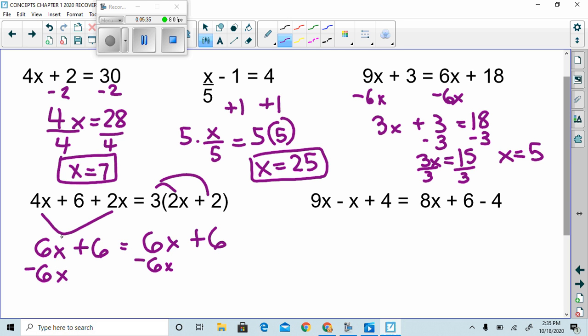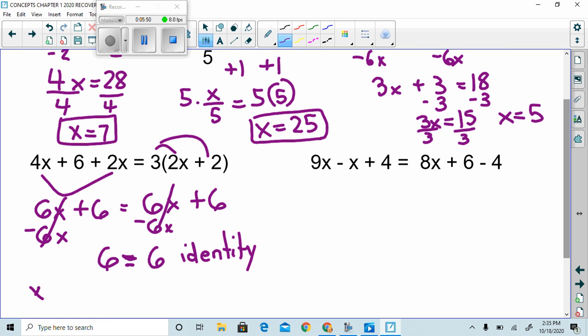And what happens here? The variables cancel out. 6 is equal to 6, which is an identity. And in an identity, we have infinite solutions, or x is equal to all real numbers. So again, let's not forget to write that. X is equal to all real numbers.